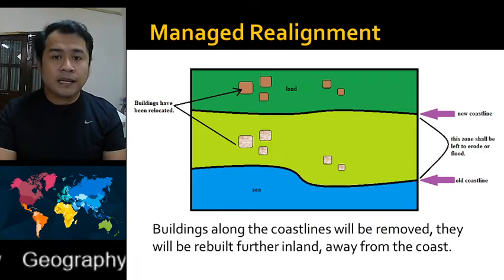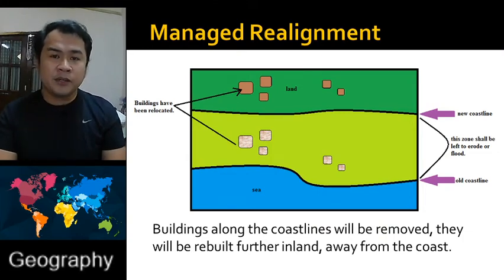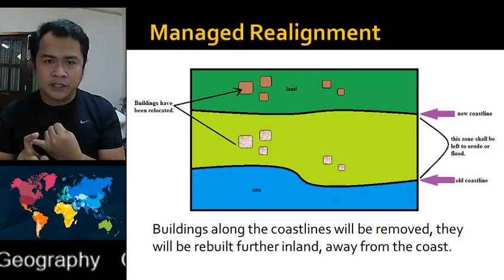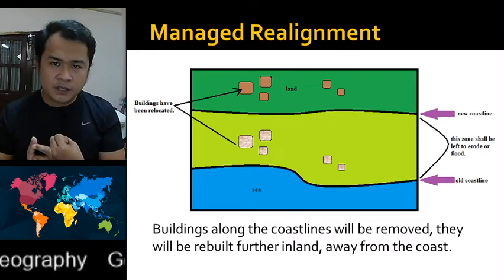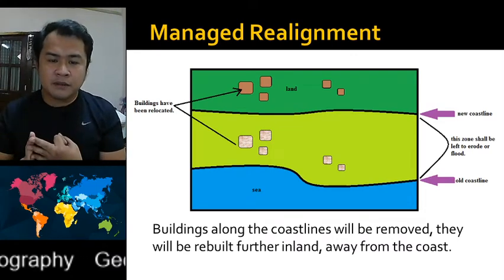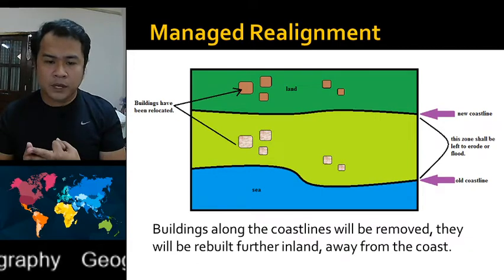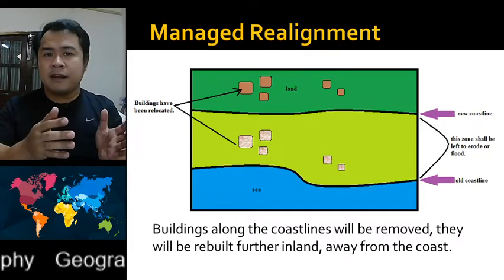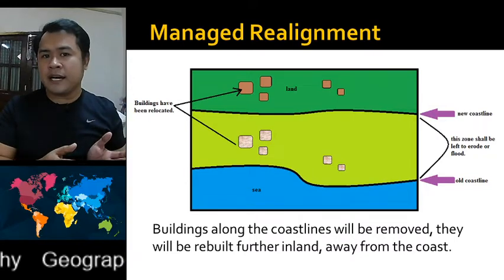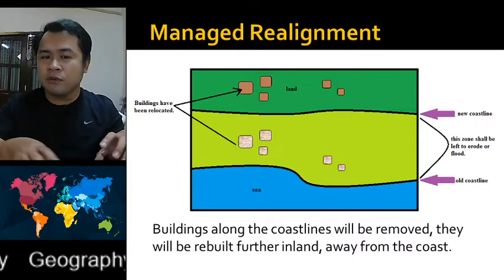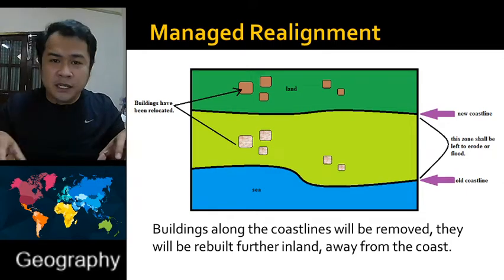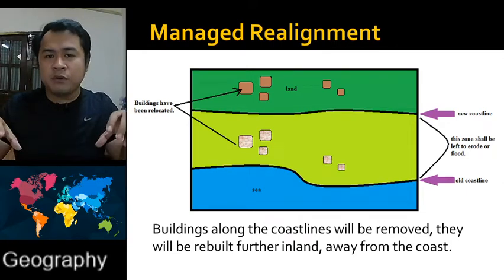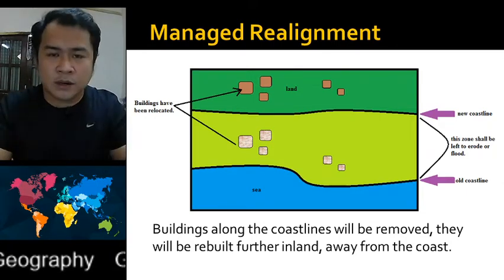And last one, we have managed realignment. So we have hard engineering, we have soft engineering, and we have managed realignment. Okay, so basically we learned about this last year. It means that the old coastline needs to be removed, or the establishments along the old coastline shall be moved inwards towards the land.